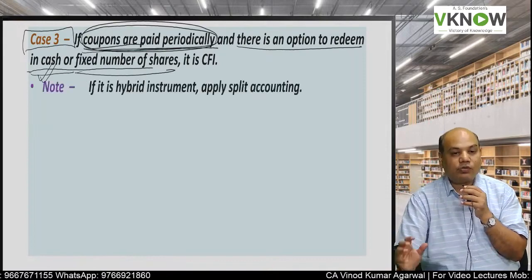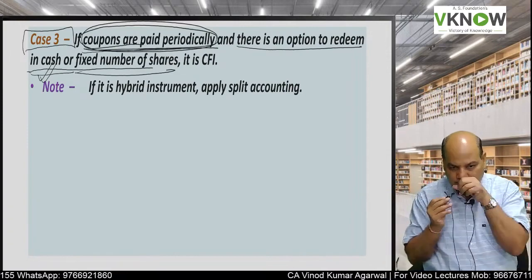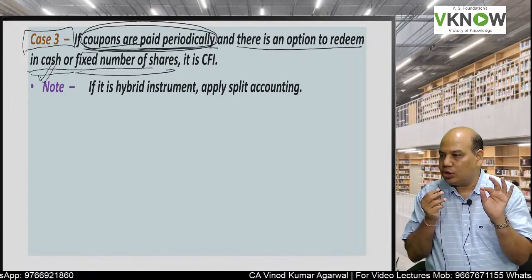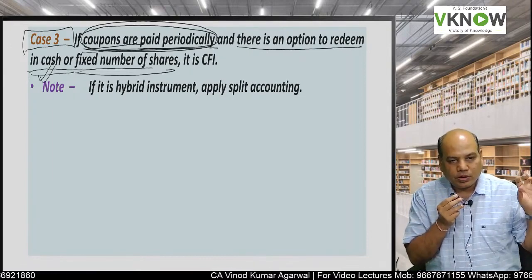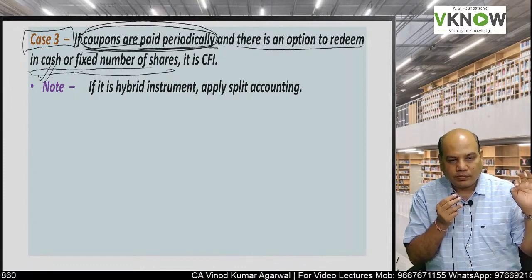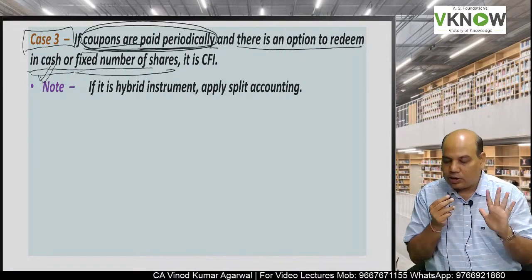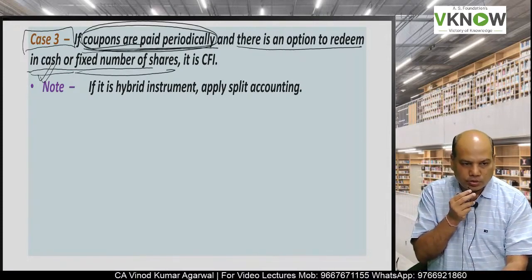Then such an instrument is called a CFI, compound financial instrument, because there is an option to issue a fixed number of equity shares. So when there is an option embedded in the instrument under which a fixed number of equity shares will be issued, that portion becomes a compound financial instrument.